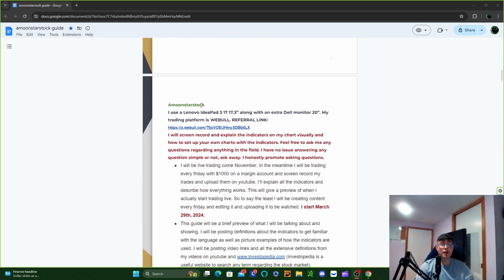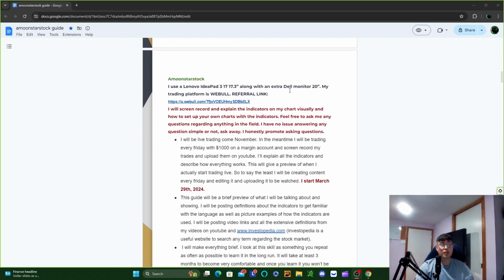So for my setup, I use a Lenovo IdeaPad, and then I use an extra monitor. So I have two monitors. It is a Dell monitor, 20 inch, and my computer is a 17 inch.